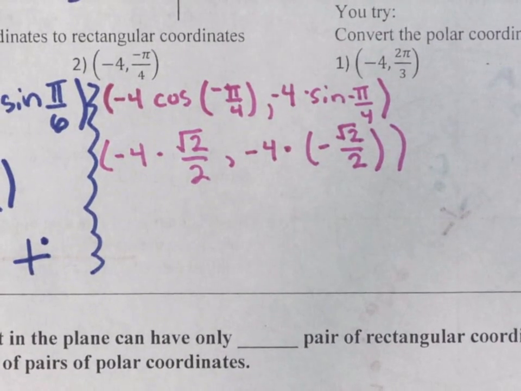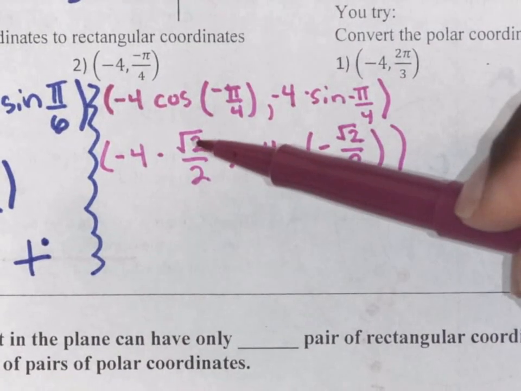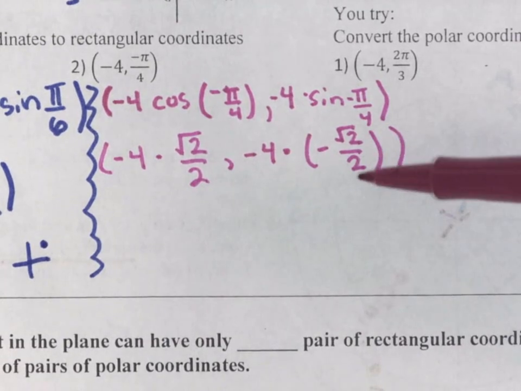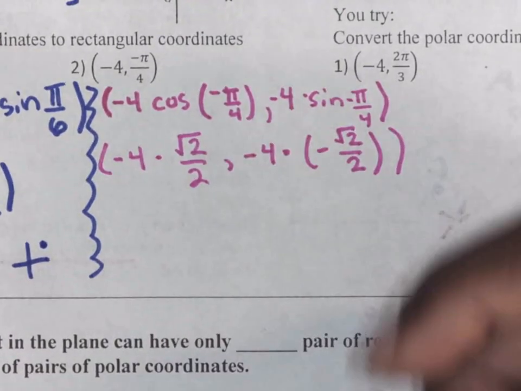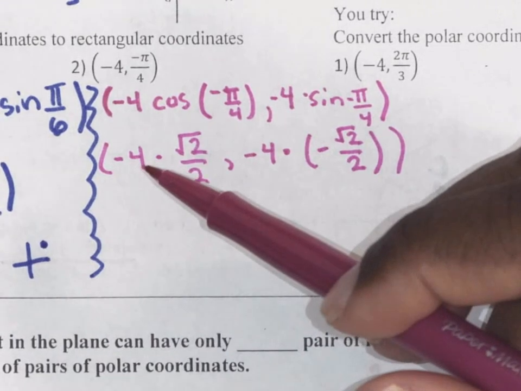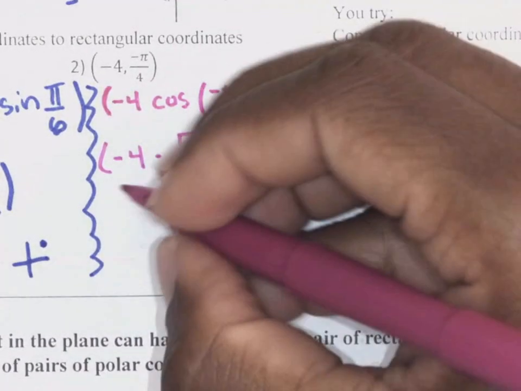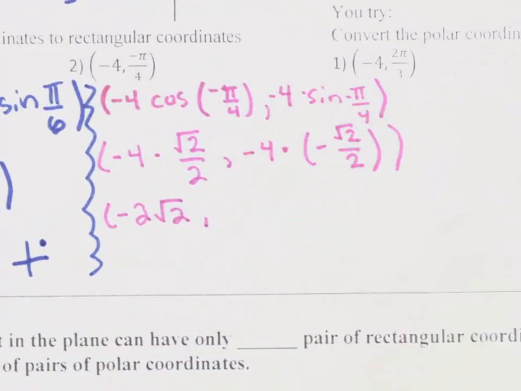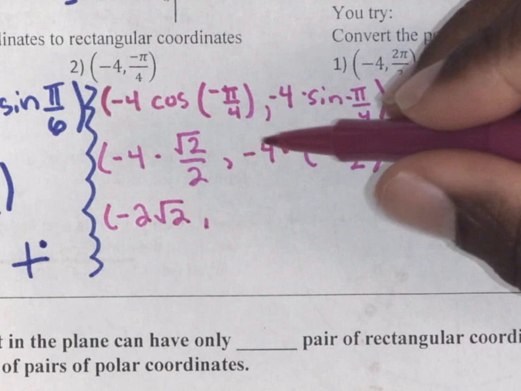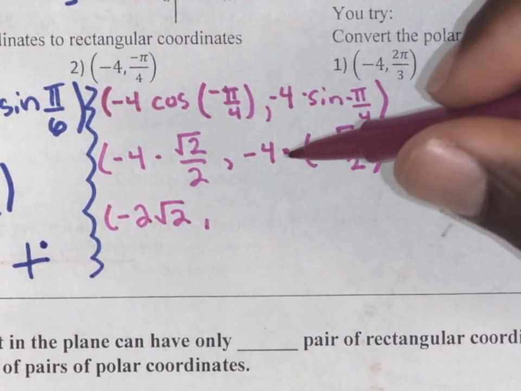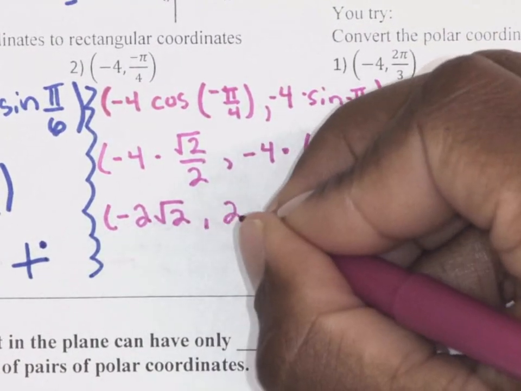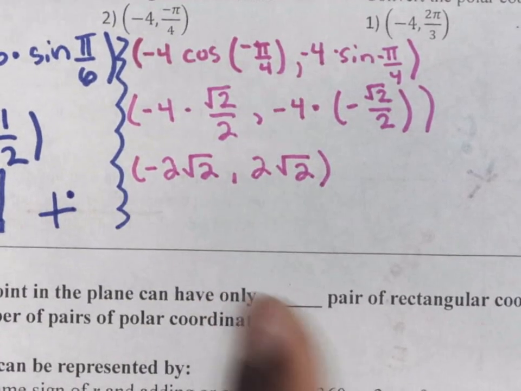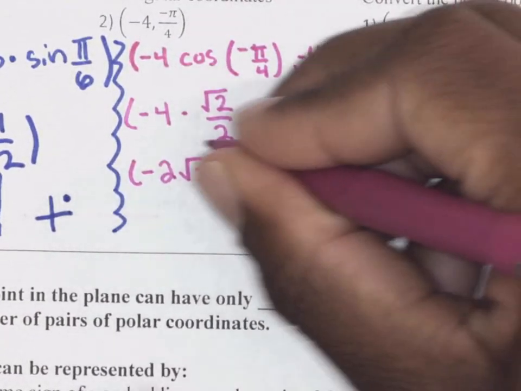Is everybody okay with these exact values? Yes. This is cosine of negative pi over 4. And this is sine of negative pi over 4. All right? And then we simplify like we did last time. I think I can do negative 4 divided by 2, negative 2. Yep, so I get negative 2 times root 2 for my x. For my y, a negative and negative makes it positive, so 2 root 2. And it makes sense that the coordinates are the same numbers since it's a 45.